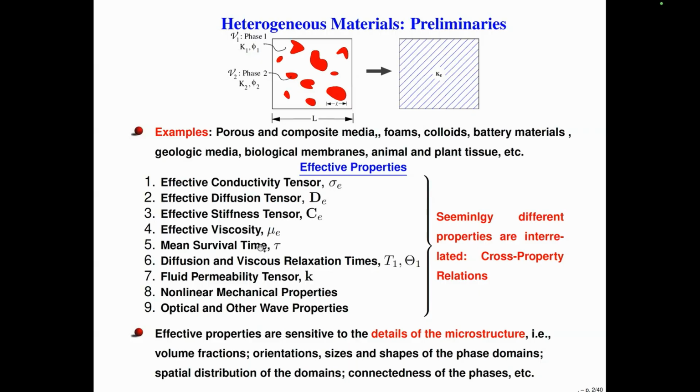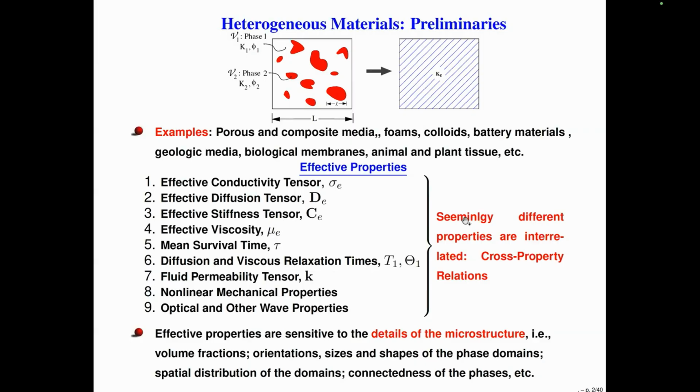This is a quantity that you might not be familiar with. Basically, you have a Brownian motion that occurs outside, say, traps, and it diffuses, and you want to be able to predict the average time that it takes for that Brownian particle to survive before it gets trapped at the interface. There are various time-dependent properties, relaxation times, that one is interested in. The fluid permeability, if this is a porous medium, nonlinear mechanical properties, optical and other wave properties.